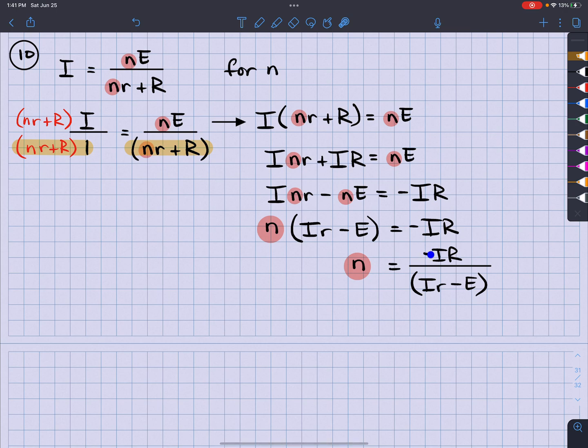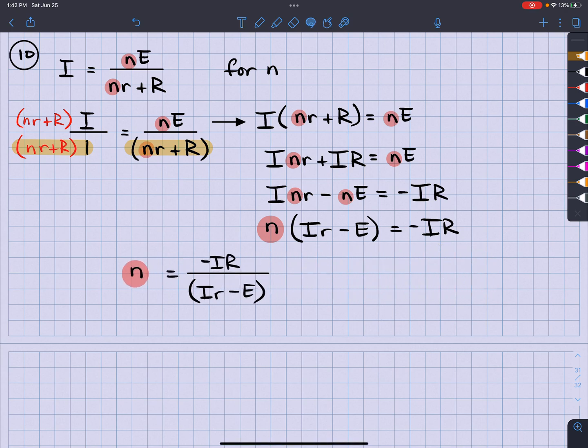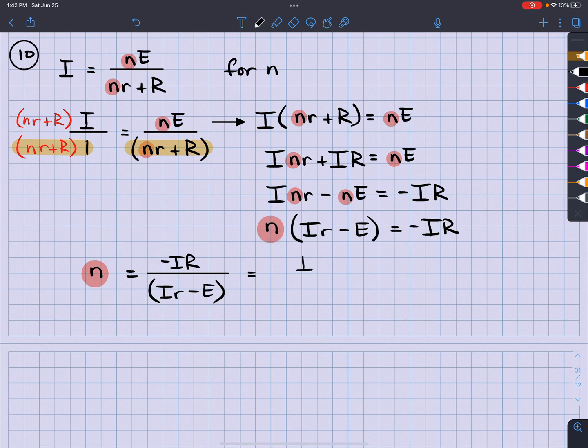This negative can either go on the side here, which there's no choices for that. But if I put it on the bottom, I will have to distribute it through. So if you look at it that way, I can do this, I can say this, right? IR over, and I'm moving that negative to the bottom. So I'm moving this negative, instead of leaving here, I'm going to bring it down to the bottom, so I have a negative 1 times IR minus E, which is going to give me IR over E minus IR.